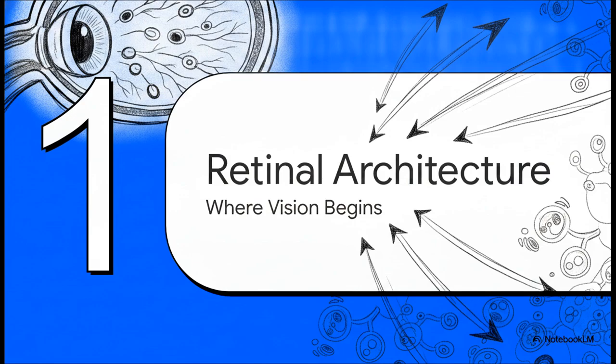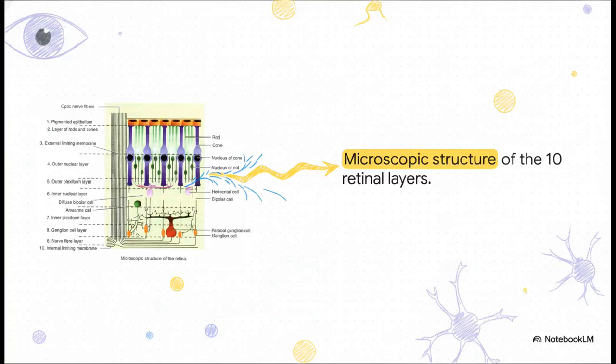All right, section 1, architecture of the retina. So before we even talk about how light is captured, we really need to understand where this is happening. And honestly, the journey light takes is spatially kind of counterintuitive. When you look at the microscopic structure of the retina's 10 distinct layers, light actually passes all the way through the interneural layers, so past the ganglion cells, past the bipolar cells, before it finally reaches the photoreceptor cells located all the way at the outermost edge of the retina.